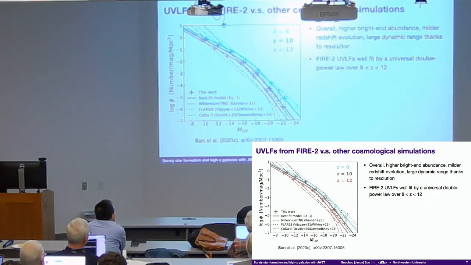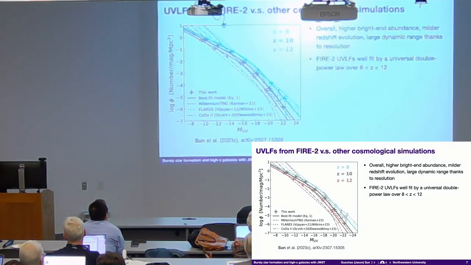All right, so we can also put our simulation predictions into the context of the predictions from some other cosmological simulations, such as Millennium, TNG, FLARES, or CODA 2. From the comparison here, we can see that overall, our FIRE-2 simulations tend to predict a higher bright-end abundance and also a milder evolution across this redshift range. The large dynamic range enabled by our high-resolution simulation also allows us to probe a much fainter regime of the UV luminosity function.